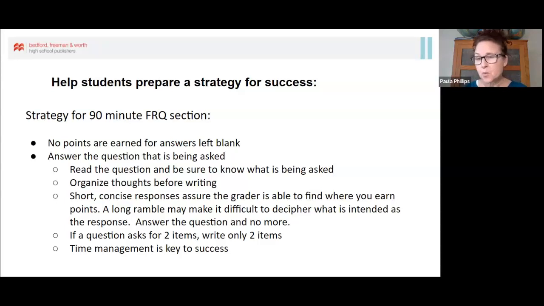Yes, just like in part 1 with the multiple choice, the student should have an idea, and we're going to talk about that in just a second, of where they should be when. They don't want to get to 75 minutes in and realize they've only answered question 2, and they haven't started any of the short free response questions.